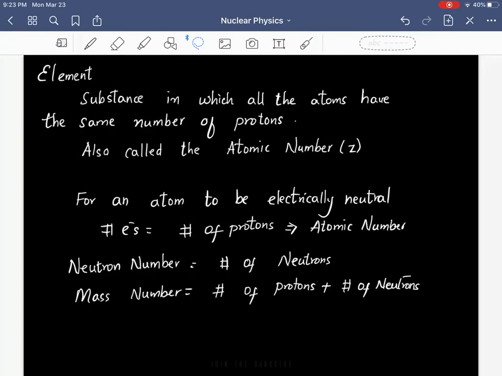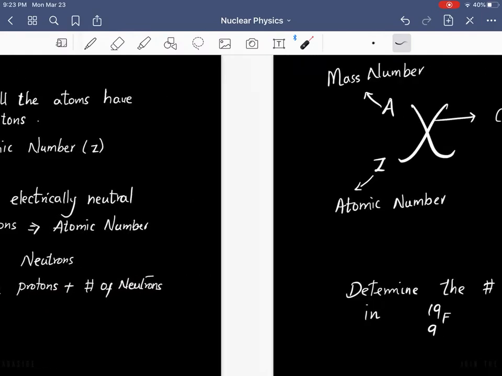Now let's go on to the element. An element is a substance in which all the atoms have exactly the same number of protons, and we use the atomic number for the number of protons. So the atomic number is nothing but the number of protons or the number of electrons. There are also two other numbers that you should get familiarized with: the neutron number and the mass number. The mass number is the total number of protons plus the total number of neutrons.